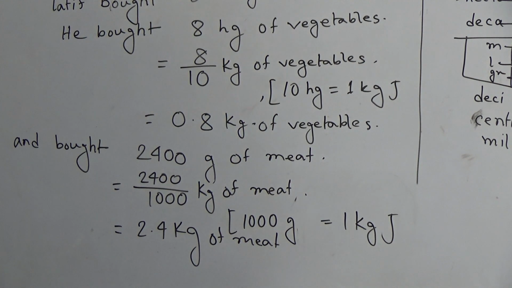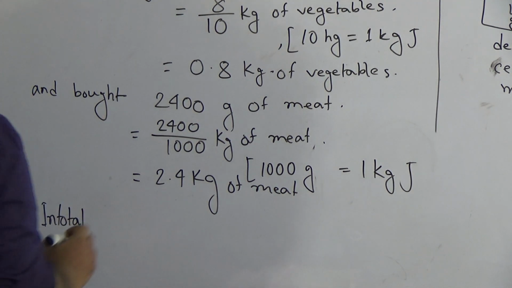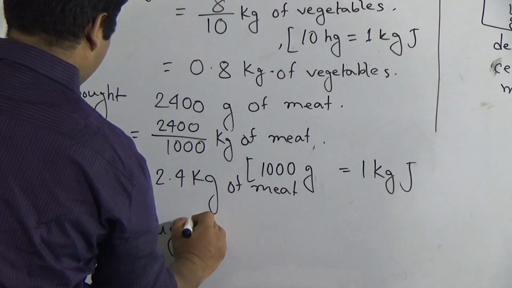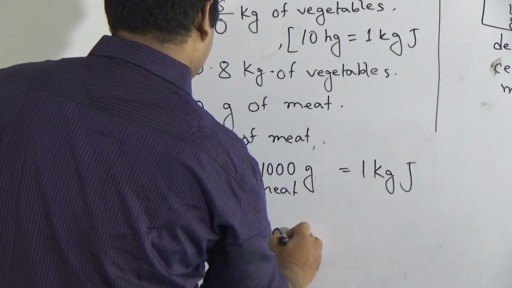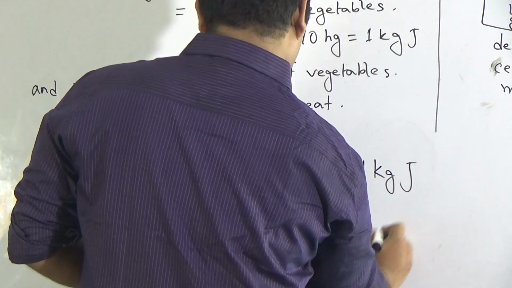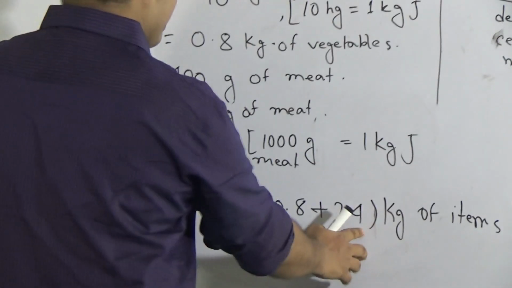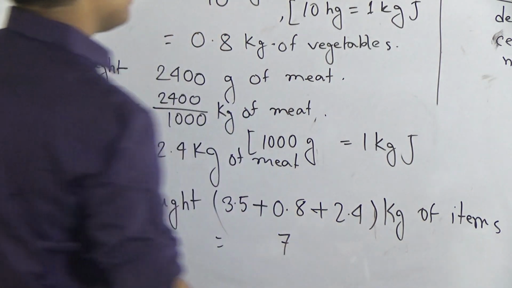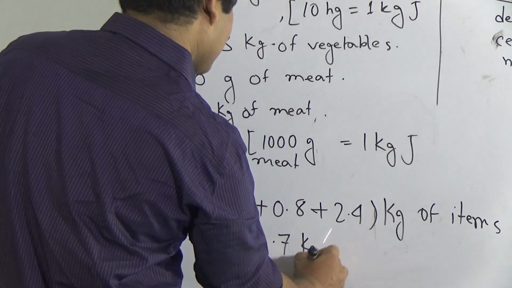Okay, now my dear students, I do addition. That means in total Latif bought 3.5 kg rice, 0.8 kg of vegetables and 2.4 kg of meat. Okay, now we do addition. 4 plus 8 in the ones place, that means 4 plus 8 is 12, 12 plus 5 is 17. From 17 I write 7, carrying 1. So 2 plus 1 is 3, 3 plus 0 is 3, and 3 is 6. So 6.7 kg of items.